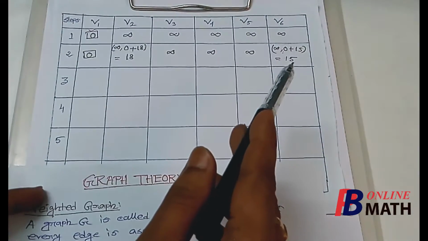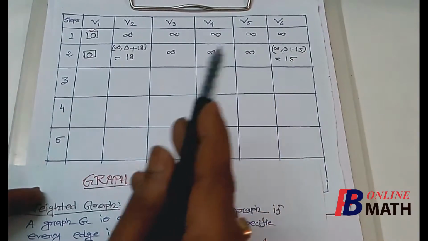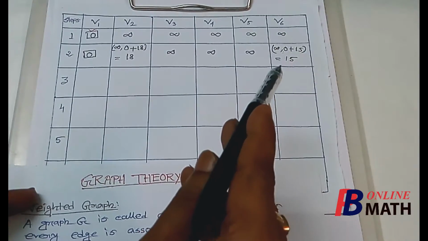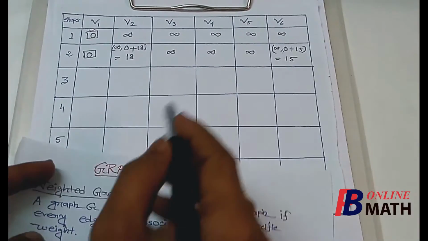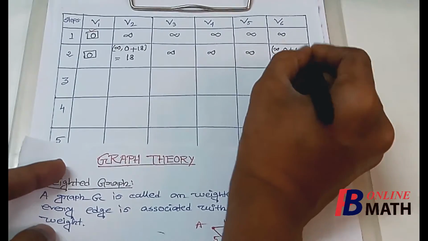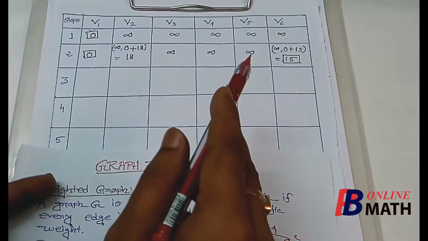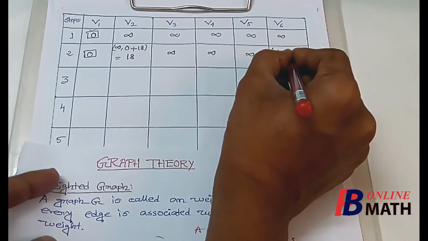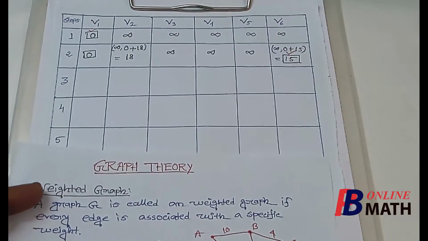Now we shall find the minimum value among the temporary levels of this step. Easily we find that 15 is the minimum temporary level in step 2. So by Dijkstra's algorithm, we shall give this 15 as the permanent level to the vertex V6. So in step 2, we label the vertex V6 permanently by 15. So we write a tick here. So step 2 has been completed.